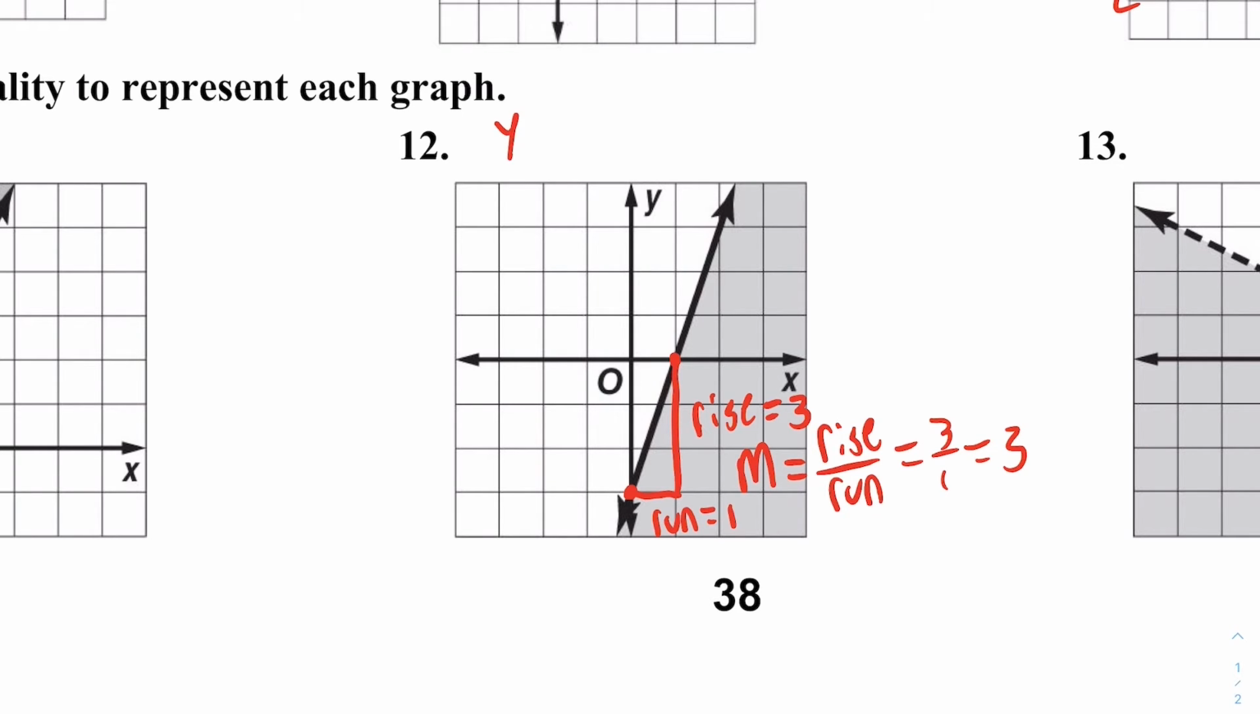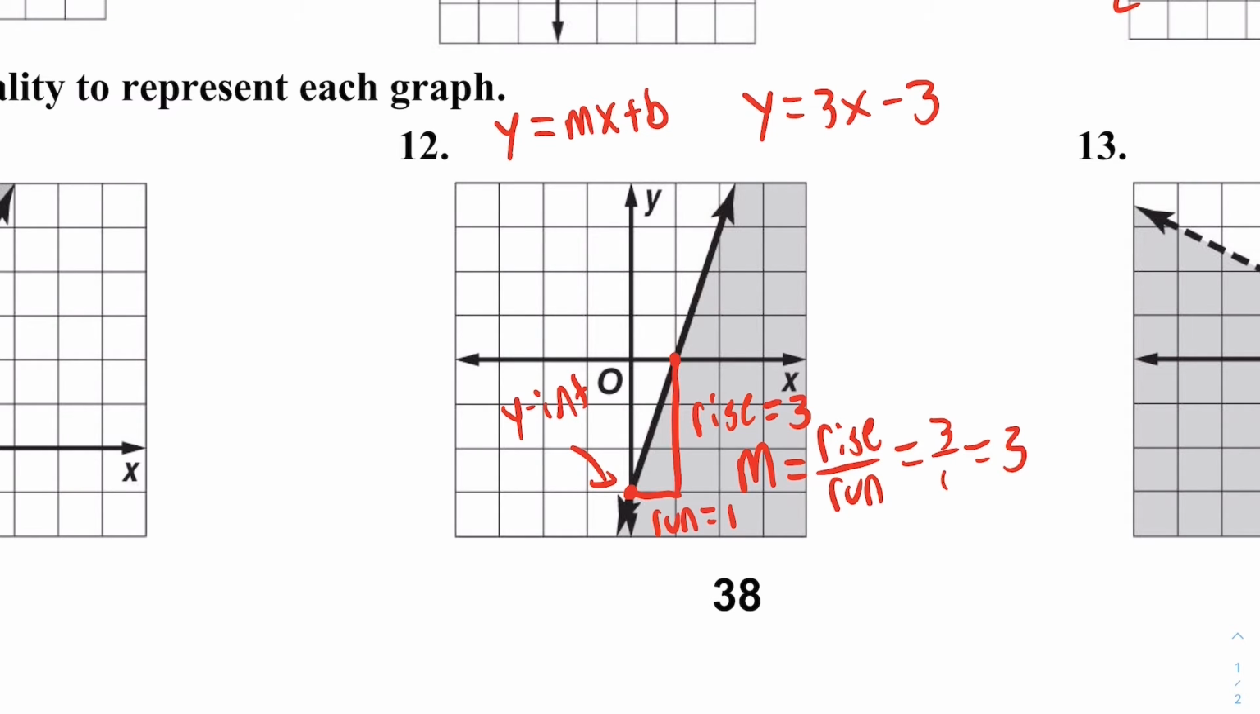We're then going to write y equals mx plus b. Y equals 3x, and then this was my y-intercept, and that was at negative 3. So I'm going to put negative 3 for b.